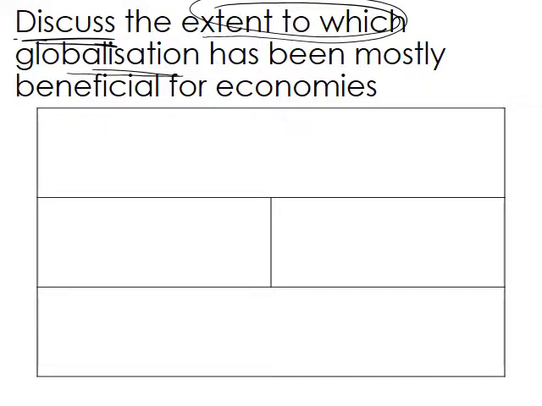So if we agree with it, we're saying yes, it's been mostly beneficial, but we could also have a judgment that no, it's been mostly detrimental for economies. When it says for economies, this is leaving it open to you to decide examples. A good way to apply this would be to developed and less economically developed countries.